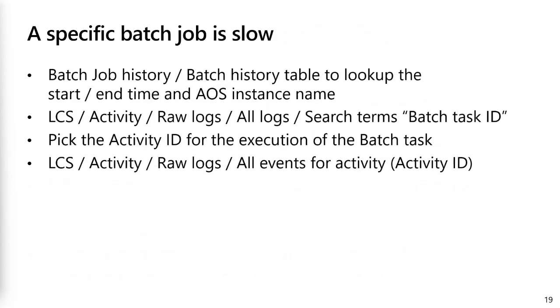In the next demo, let's have a look at the scenario a specific batch job or task is not performing. We will use the batch job history, the batch history table, to look at the start and end times and the AOS instance name of the batch execution, then look into LCS monitoring, activity, raw logs, all logs, and use the search term batch task ID. Pick the activity ID for the execution of the batch task and look into the raw logs, all events for that activity ID.